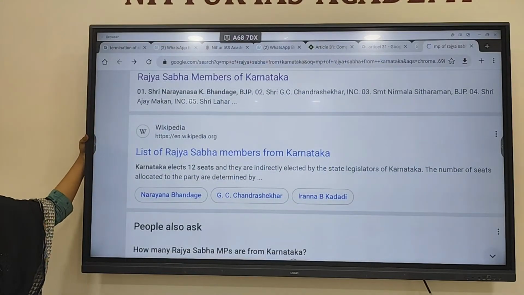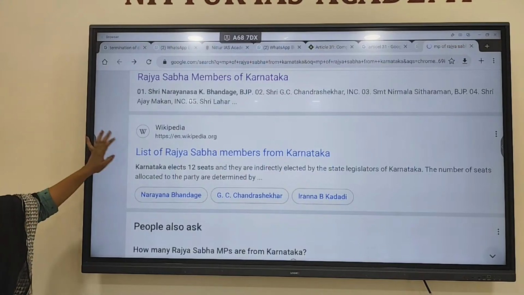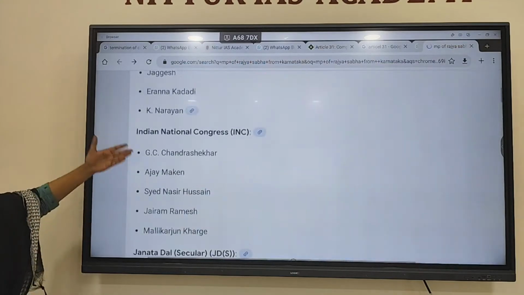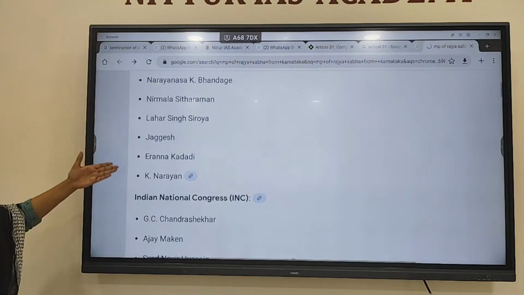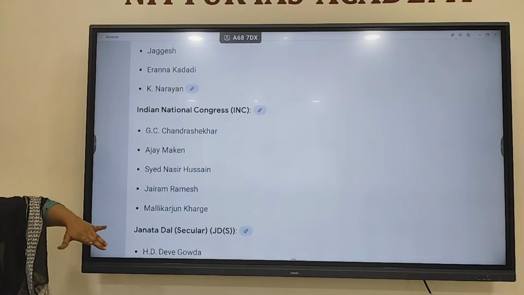Sudha Murthy is not included in this list. She is nominated to the Rajya Sabha in the field of social service. She is not an elected member like these people. The people who vote for them are MLAs. But Sudha Murthy is directly nominated by the president himself.